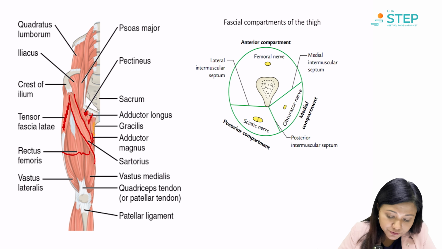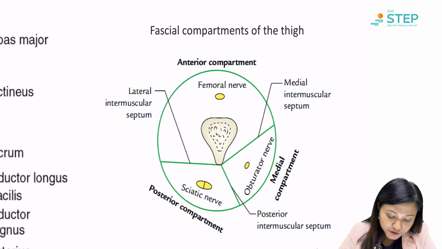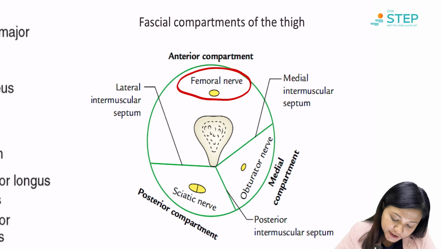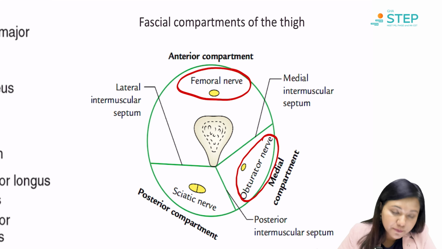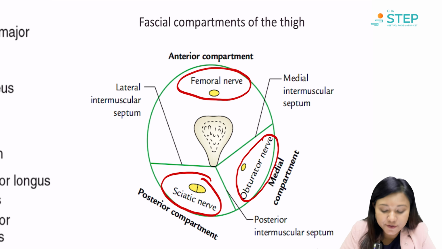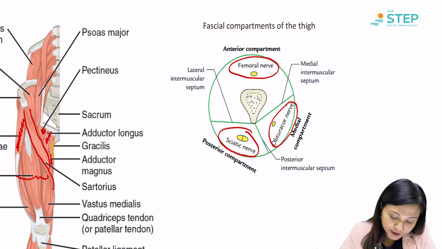So those are the muscles of the anterior compartment, and sometimes they might ask you about the nerve supply. To remember the nerve supply, you just see the section of the fascial compartments of the thigh. The anterior compartment is supplied by the femoral nerve, so the nerve supply of the sartorius will be your femoral nerve. The medial compartment is supplied by the obturator nerve, and the posterior compartment, the entire muscle group, is supplied by the sciatic nerve. So anterior compartment femoral, medial compartment obturator, and posterior compartment sciatic nerve.